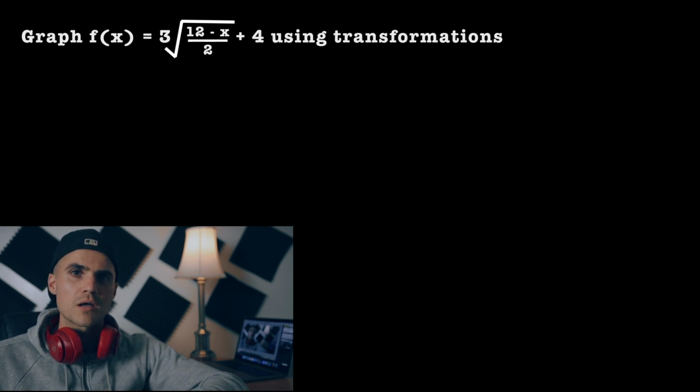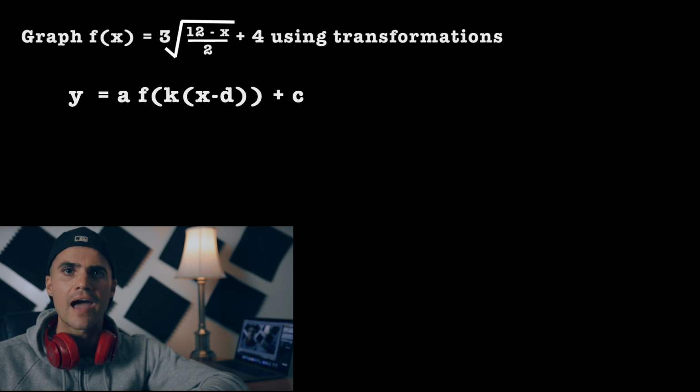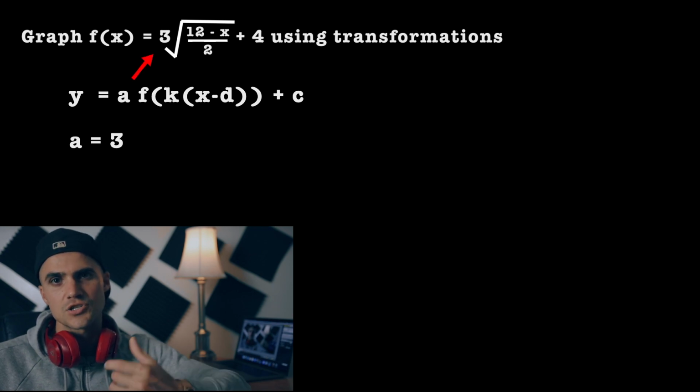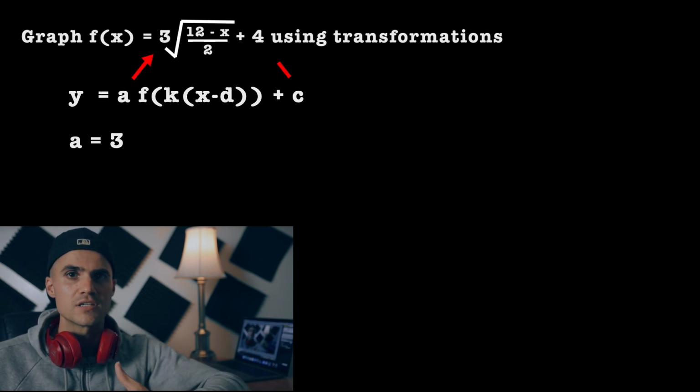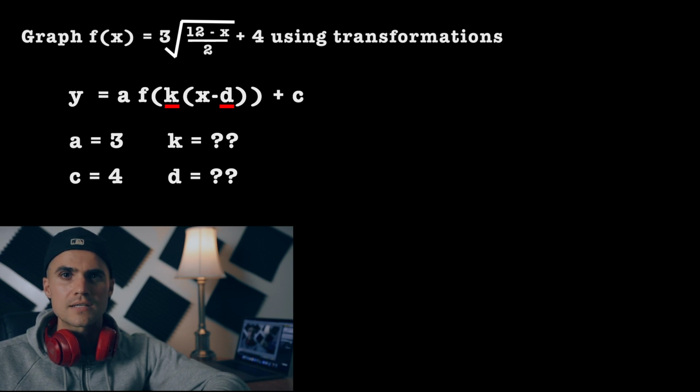Now, what's the first step in the process? As usual, we want to try to take our function and put it in that general transformation format, which is y equals a f bracket k bracket x minus d, close the two brackets, and then we have the plus c at the end. Now, in our particular function, notice that the a value is very easy to get. It's just a 3 in front. And then the c value is easy to get. It's just the 4 at the end. What's going to be tricky is getting the k and the d value inside the square root.